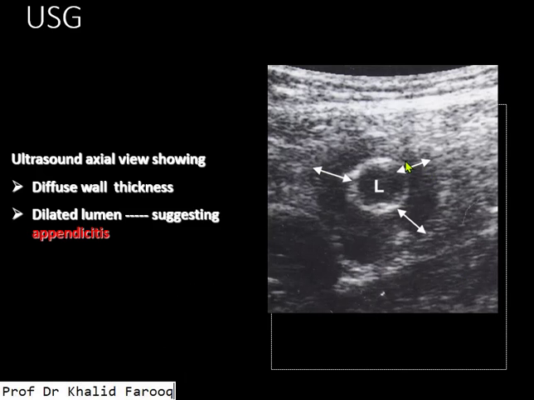This is an axial view of the appendix. We can see grossly thickened wall and we can see the lumen is distended or dilated. A very tiny strip of fluid is appreciated in the periappendicular region. So this is an example of appendicitis with the help of ultrasound.